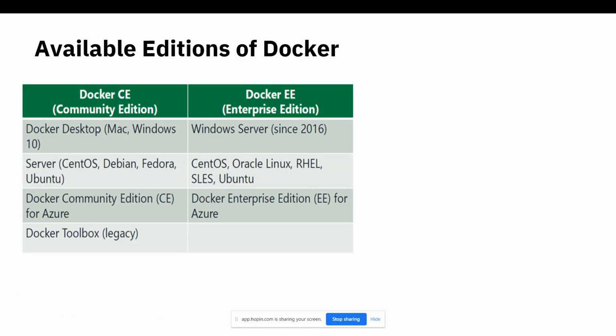What are the available editions of Docker? This is Docker Desktop, which can run on Mac and Windows 10. This is the Community Edition. It can run on Linux flavors. It can run on Azure. There is the legacy Docker Toolbox. Docker Enterprise Edition can run on Windows Server, all the flavors of Linux, and there is Docker Enterprise Edition for Azure.